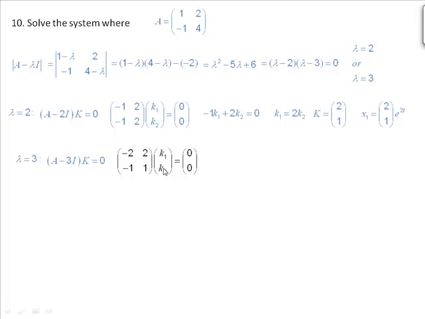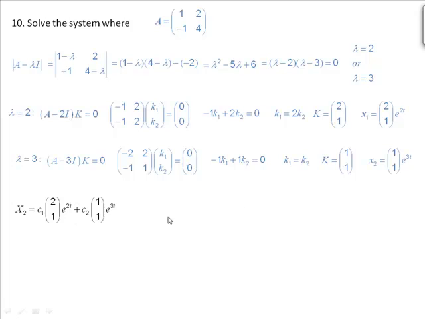So I'm going to take the simpler equation, -1k1 plus k2 equals 0. Solve for k1 to get k1 equals k2. And I'm going to let my eigenvector be 1, 1. And so my second solution is 1, 1 e to the 3t. So the solution to the system is C1 times your first solution plus C2 times your second solution.